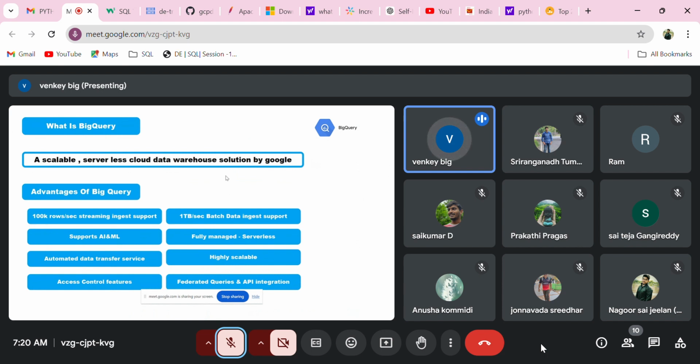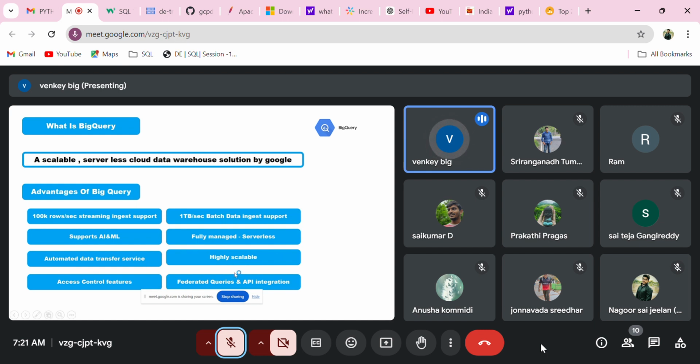And an automated data transfer service. It has an inbuilt data transfer service, but the majority of the time we don't use it. It is also highly scalable. The architecture of BigQuery is horizontally scalable. It has access control features, and it always utilizes Google's internal IAM, identity and access management, for security. It also has federated queries and API integration.